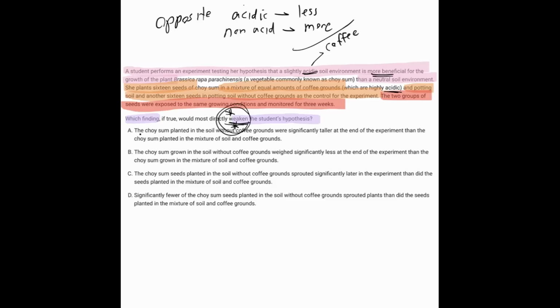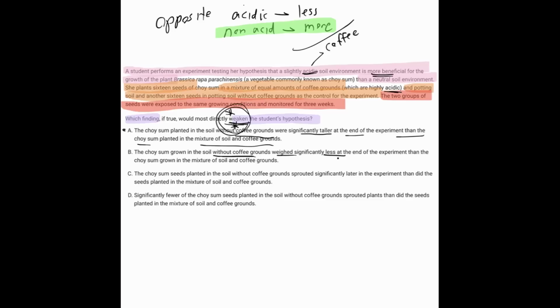So let's look at A. The plants planted in the soil without the coffee grounds were taller at the end of the experiment than the plant with the coffee grounds, with a mixture of coffee grounds. So that fits perfectly. That's exactly this idea right here.